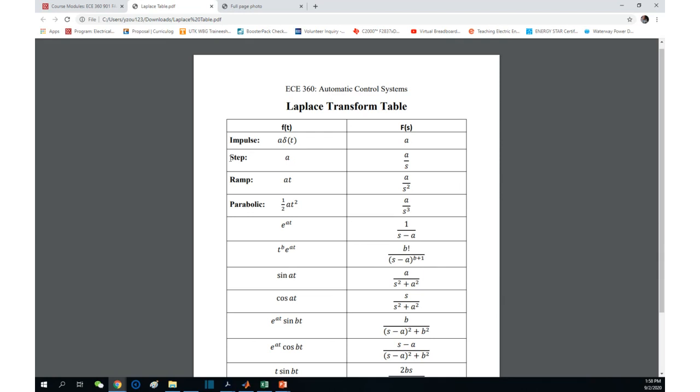Step function. This is the most popularly used signal as the system input for testing. Step input in time domain is just a constant, with magnitude of a. The corresponding S domain transfer function is a over s. A little bit more about the step function.